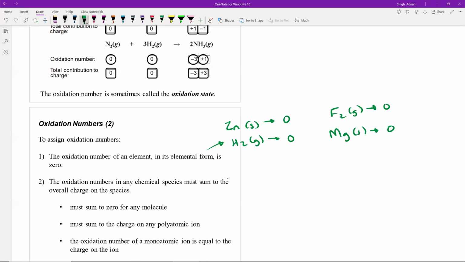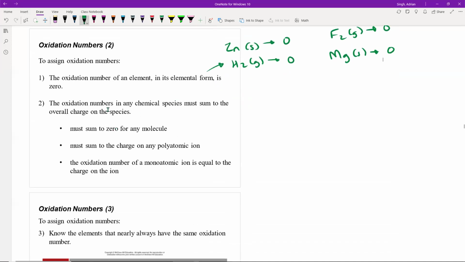The second thing to keep in mind is that when you add together the oxidation numbers in any molecule, compound, or ion, etc., it must equal the overall charge on the species. So if you have any molecule, you add your oxidation numbers together, it must add up to 0. If you have a polyatomic ion, you add together all the oxidation numbers, it should add up to the charge on that polyatomic ion.